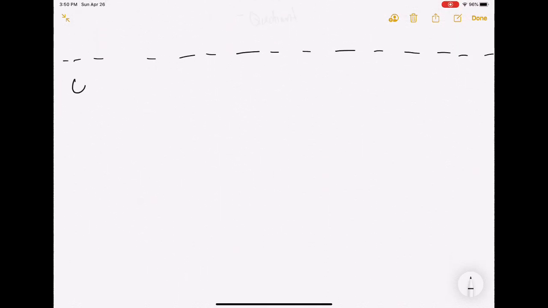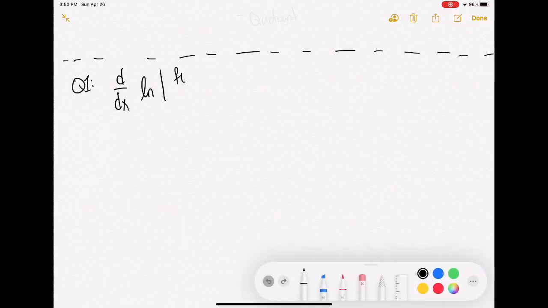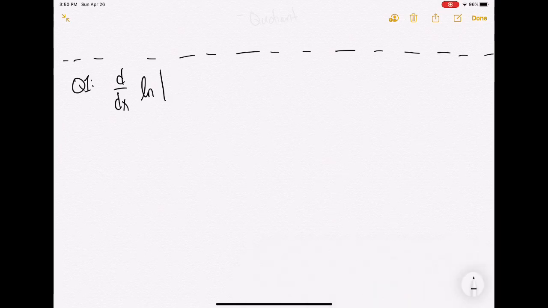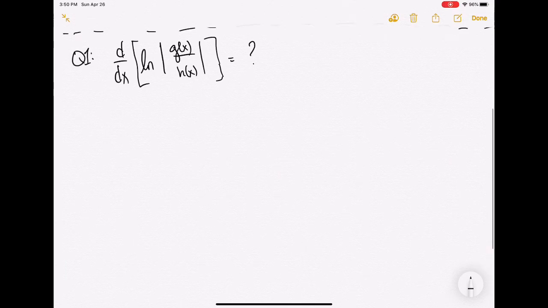Problem says Q, this is really Q1 here, says d dx of the natural log of the absolute value of f of x, g of x divided by h of x. It's basically asking us, what is this equal to? So let's just start out by saying which rules we need.